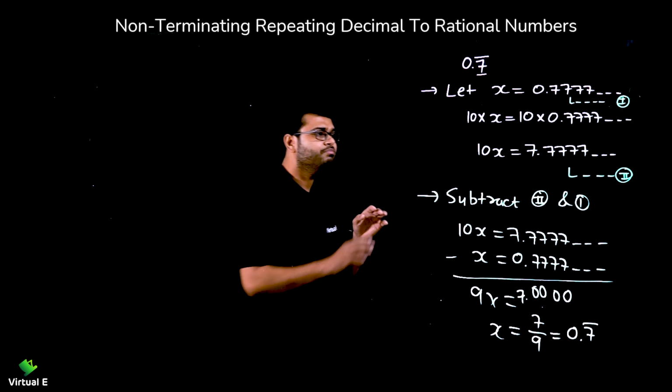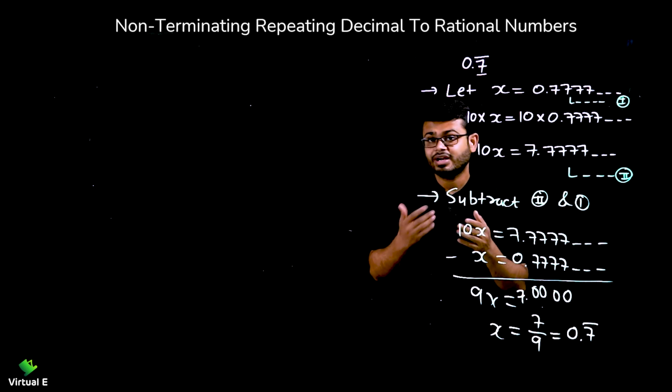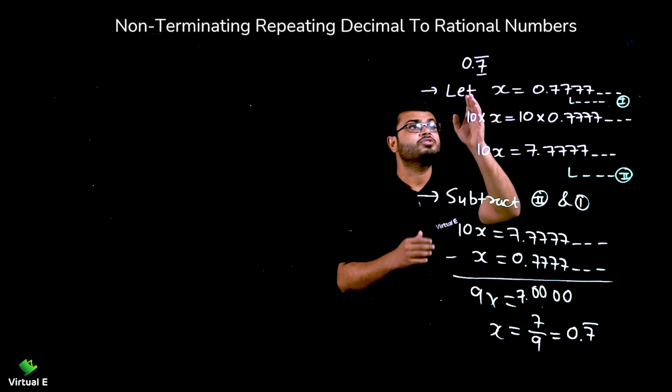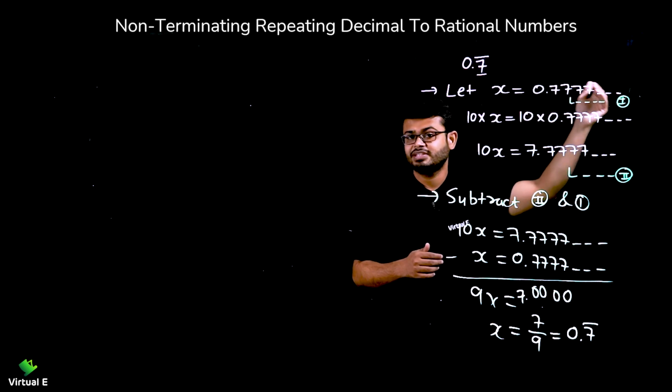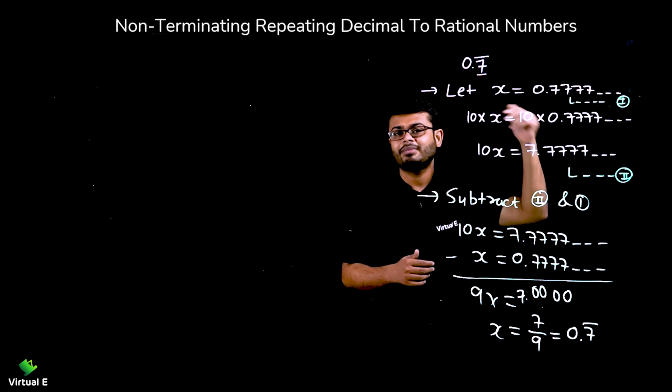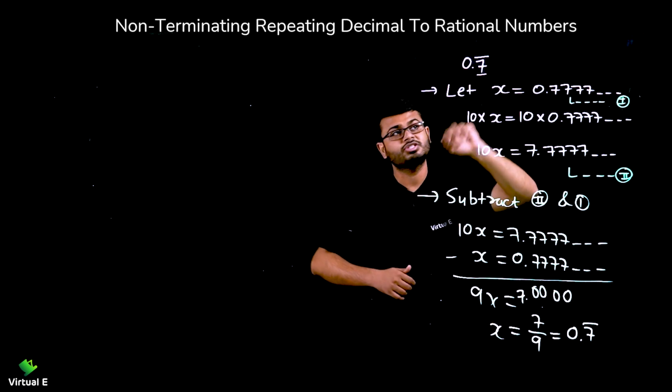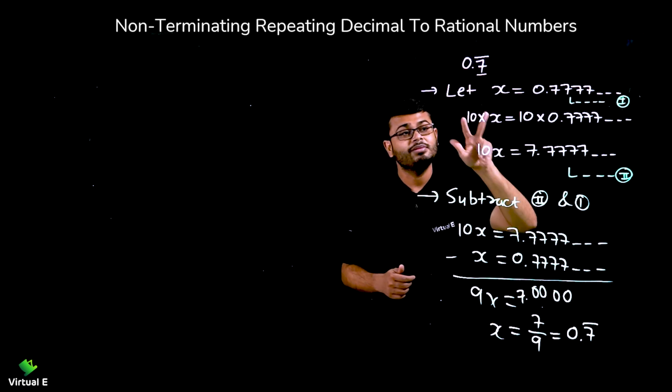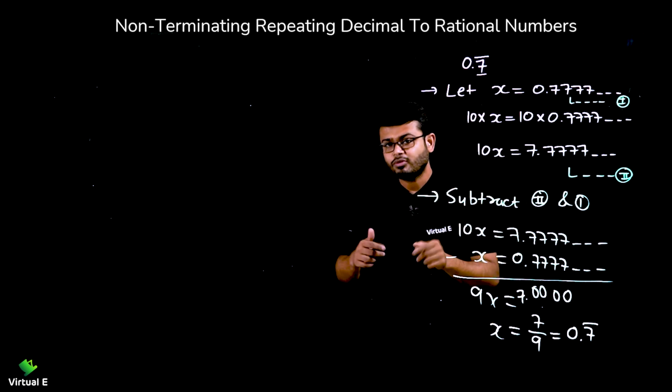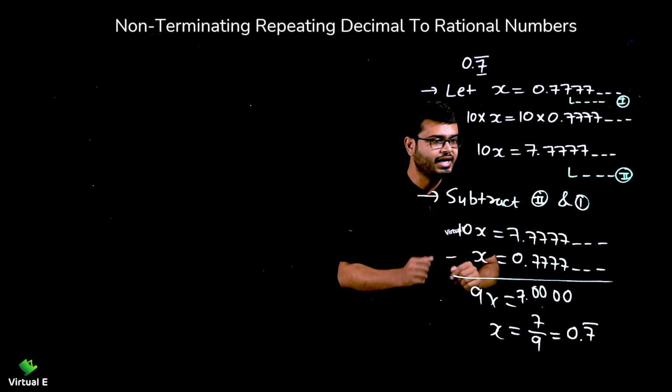This is the most basic sum of the sums that we are going to discuss. Let's assume x is equal to 0.777777... Multiply by 10 because there is only one digit. Suppose if I have two digits, then I will be multiplying by 100. We are going to discuss the next question based on that.